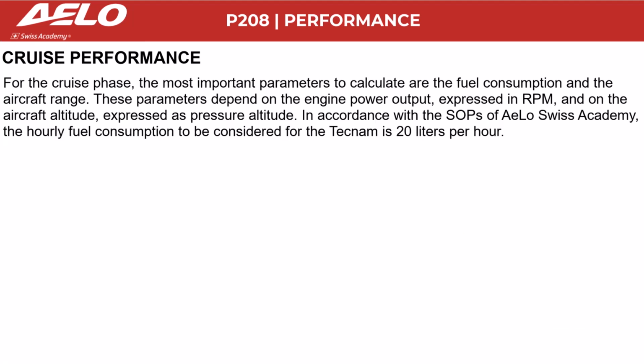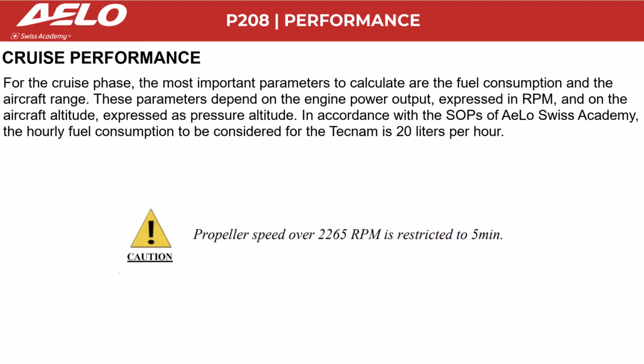Cruise performance. For the cruise phase, the most important parameters to calculate are the fuel consumption and the aircraft range. These parameters depend on the engine power output, expressed in RPM, and on the aircraft altitude, expressed as pressure altitude. In accordance with the SOPs of ALO Swiss Academy, the hourly fuel consumption to be considered for the Tecnam is 20 litres per hour. Caution: propeller speed over 2265 RPM is restricted to 5 minutes.